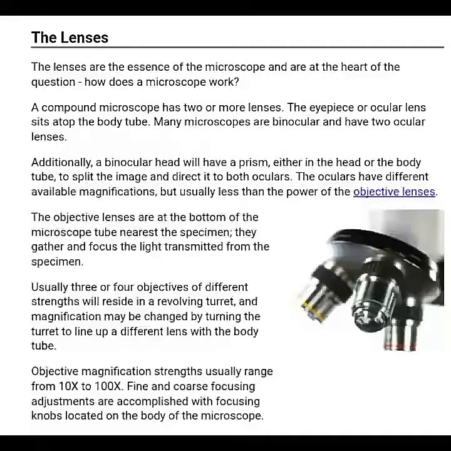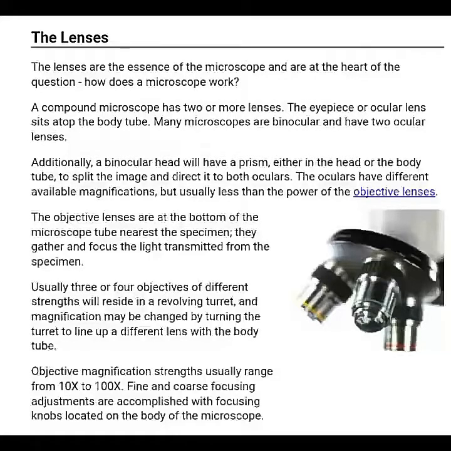First up, the lenses. The lenses are the essence of the microscope and are at the heart of the question, how does a microscope work? A compound microscope has two or more lenses. The eyepiece or ocular lens sits atop the body tube. Many microscopes are binocular and have two ocular lenses. Additionally, a binocular head will have a prism either in the head or body tube to split the image and direct it to both oculars.